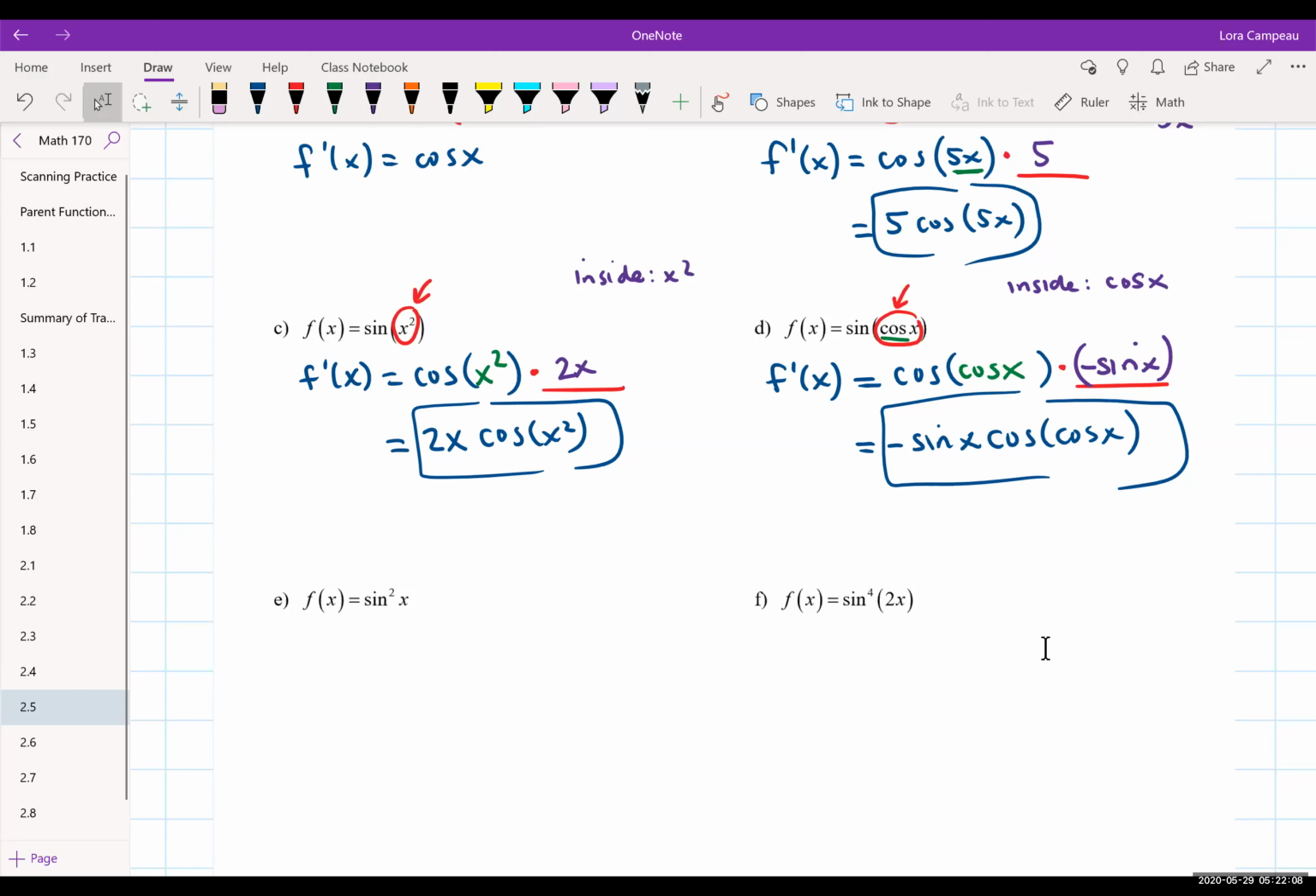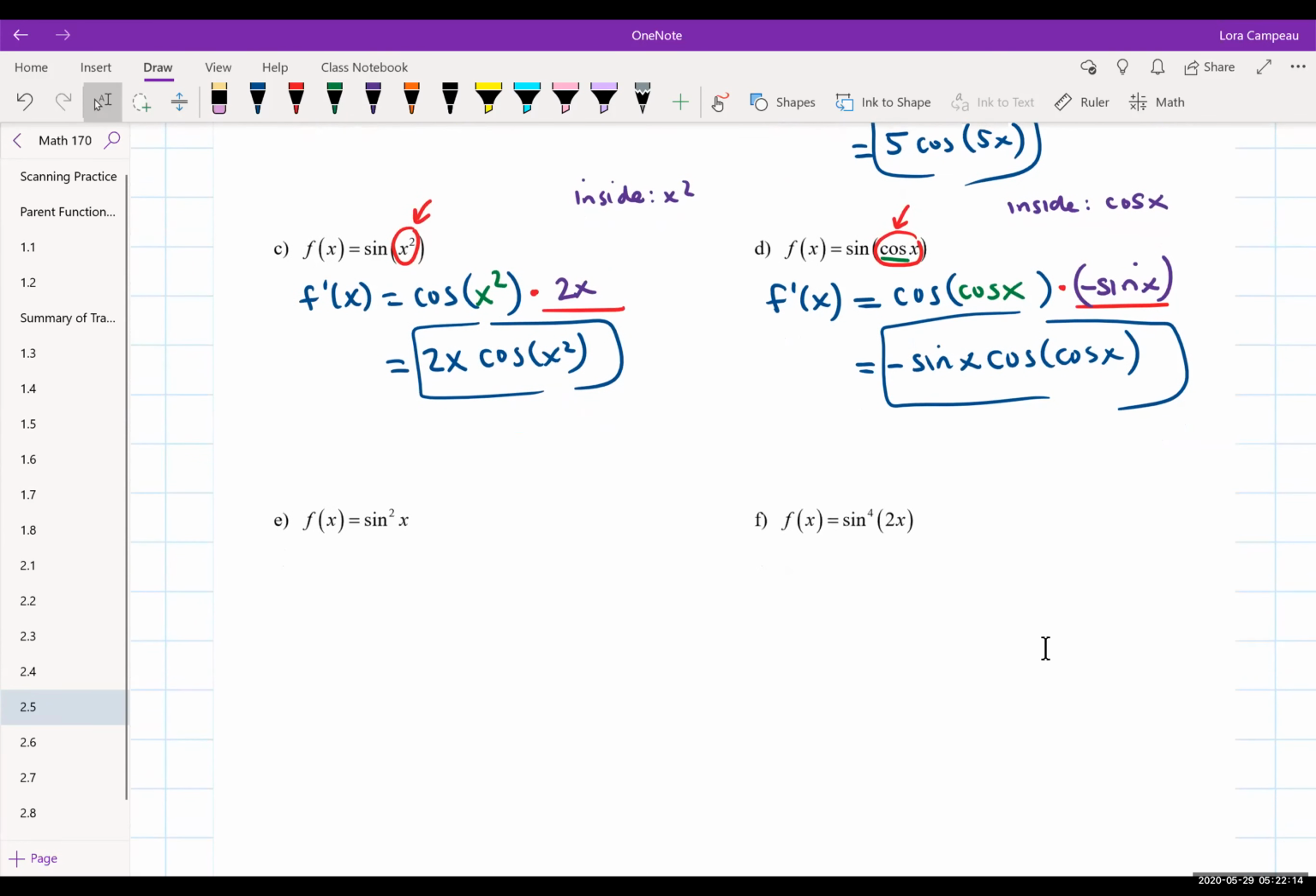So let's push to part E. I'm just obsessed with sine today, so we'll go with it. A lot of times when I see the sine in terms of sine squared of x, it might be worth rewriting before you start to think about who's the inside function and who's the outside function. So I kind of like to look at the powers. Instead of sine squared of x, it's the same thing as saying the sine of x times the sine of x, which is the sine of x squared.